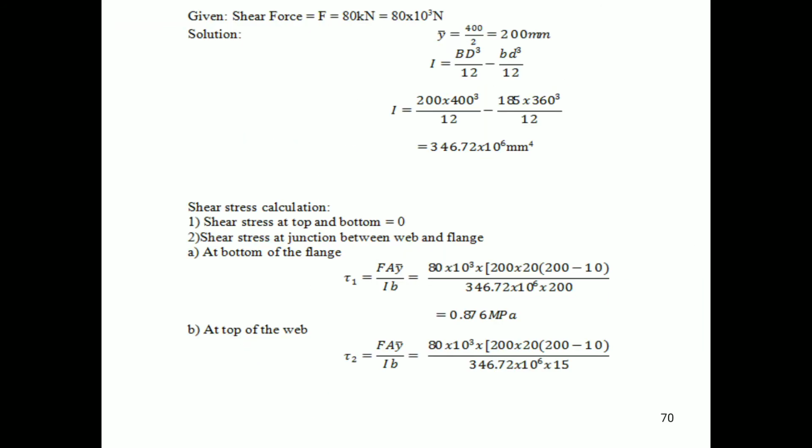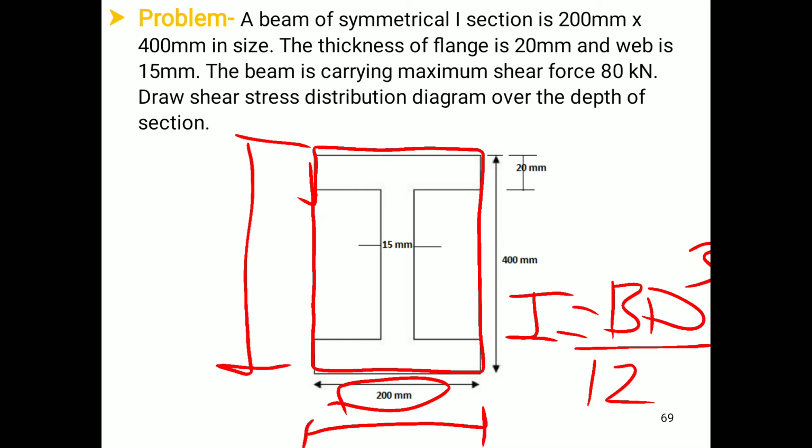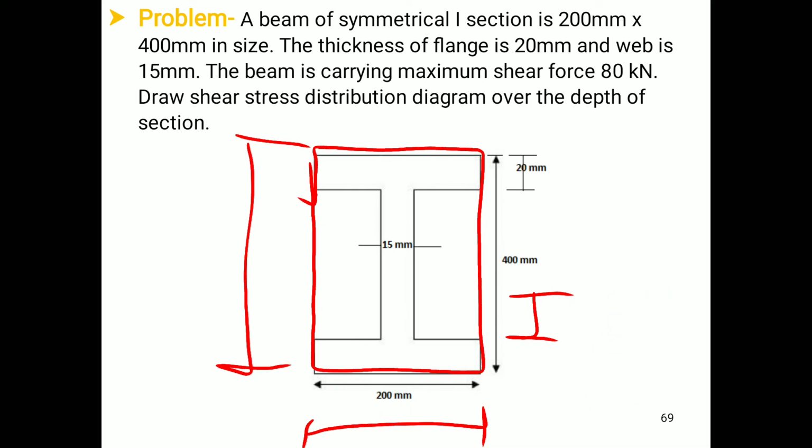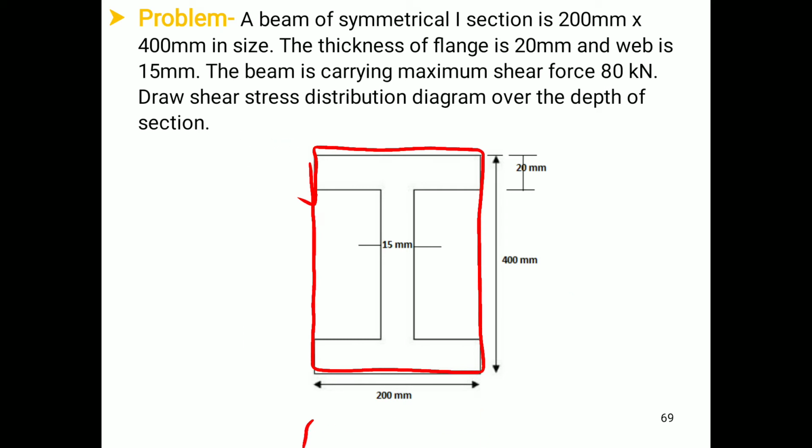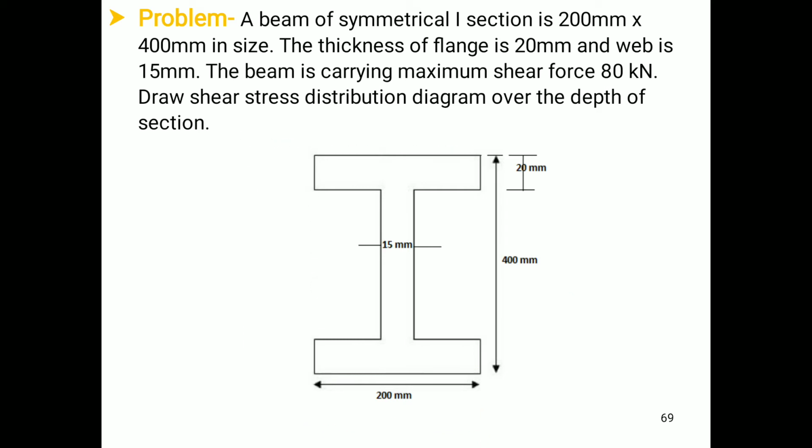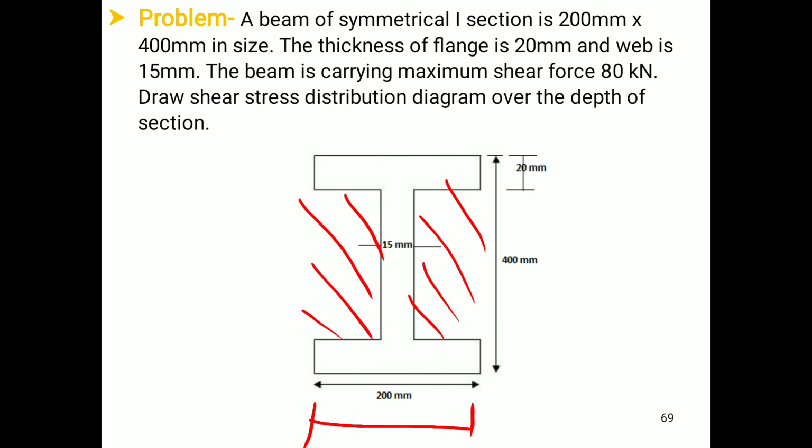Small b d will be this. Small b d cube by 12 means the value of small b will be this part and this part. So you will have this value from 200 minus 15, which is nothing but 185. So the width of this remaining part will be 185.